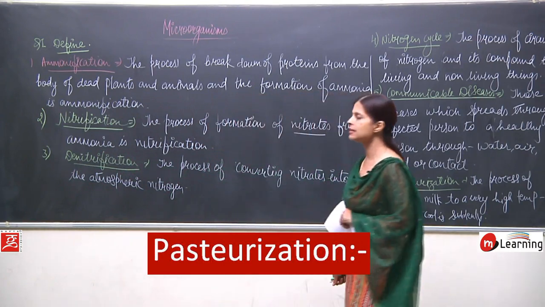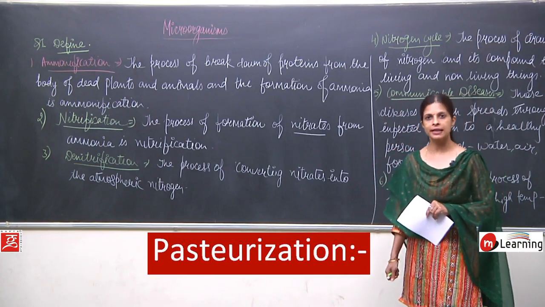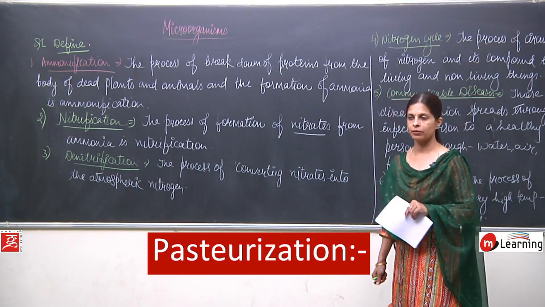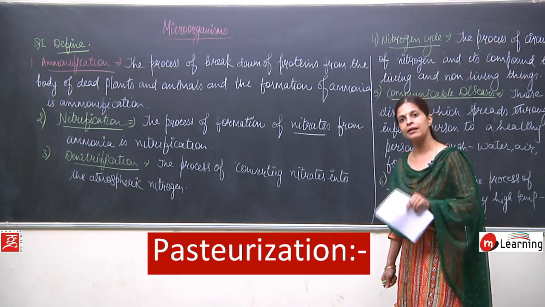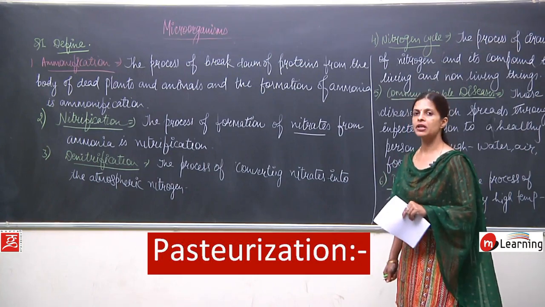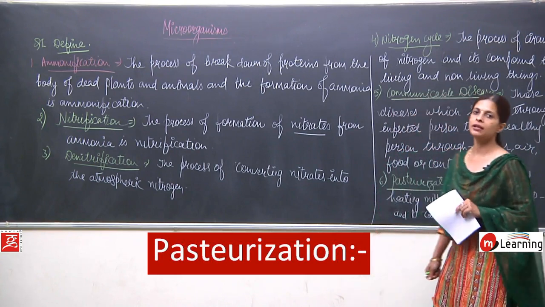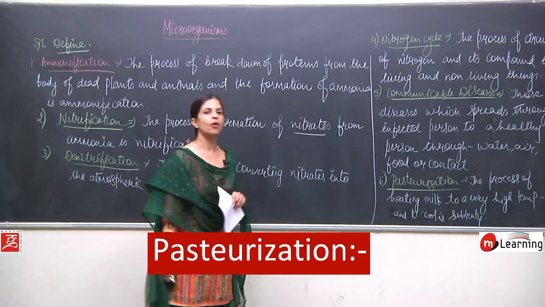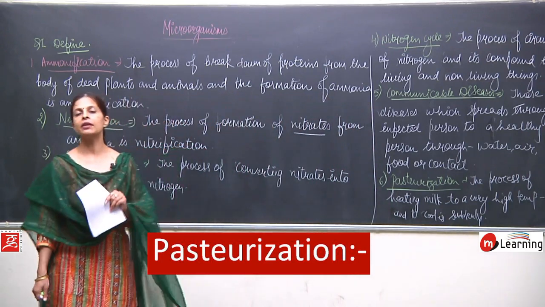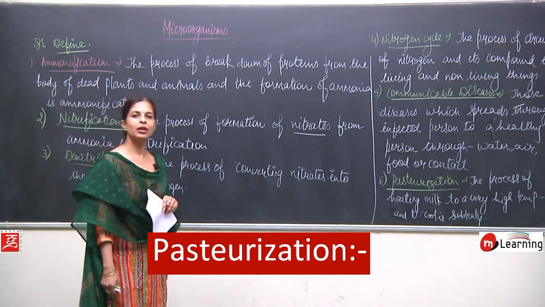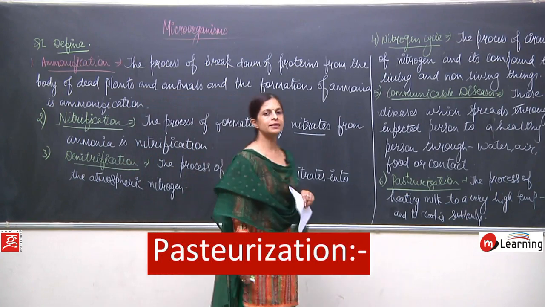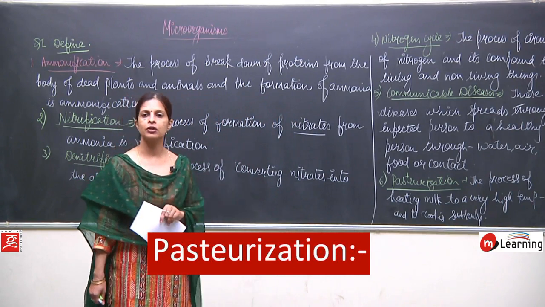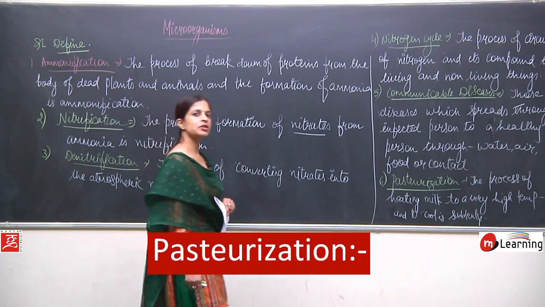This was all about the definitions, and now we will move to the second question. What all definitions have we done over here? Ammonification, the formation of ammonia from the proteins. Nitrification, the formation of nitrates from the ammonia. Denitrification, the conversion of nitrates into the nitrogen. Nitrogen cycle, the circulation of nitrogen between the living and the non-living things. Communicable diseases, those diseases which spread through air, water, food or contact. And pasteurization, which we have just discussed.